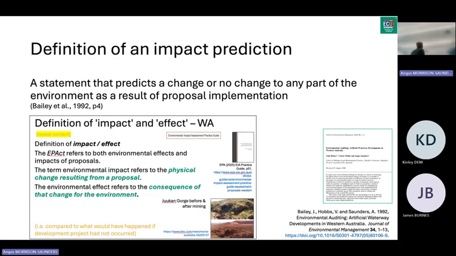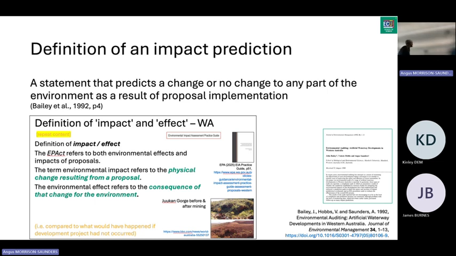What is an impact prediction? Well, it's a statement that predicts a change or no change to any part of the environment as a result of proposal implementation. I previously gave you the definition of impact and effect in Western Australia from the practice guide, so it's the same sort of wording. The term environmental impact refers to the physical change resulting from a proposal. The environmental effect refers to the consequence of that change for the environment, so the flow-on effects that arise.